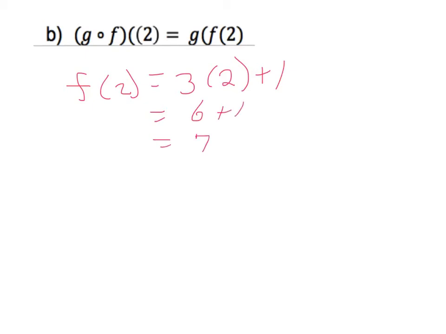It's different already. Now I'm going to take this range value and plug it in for the domain value of the g function. So that gives me 7 cubed.